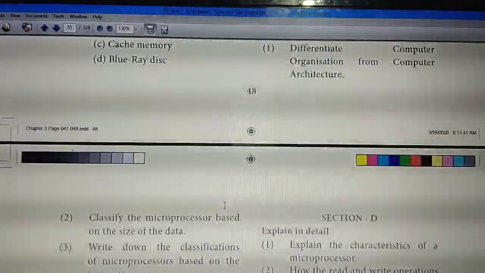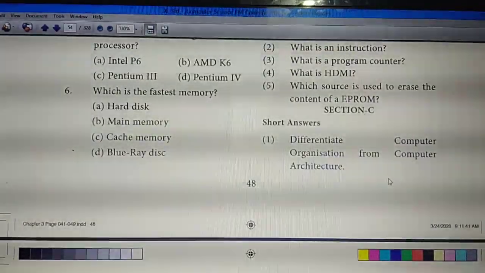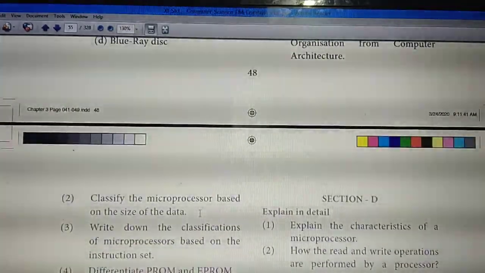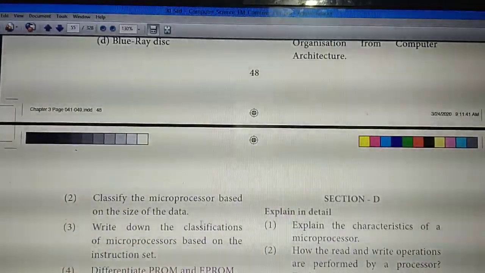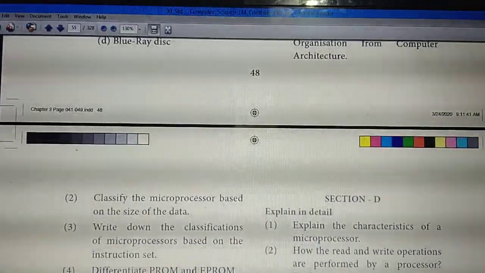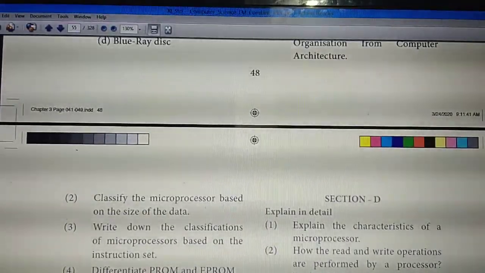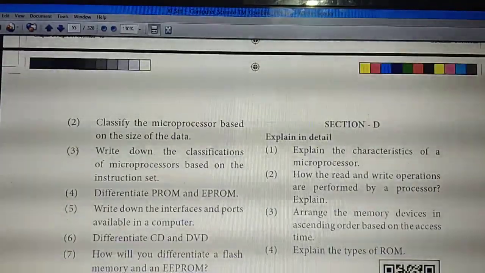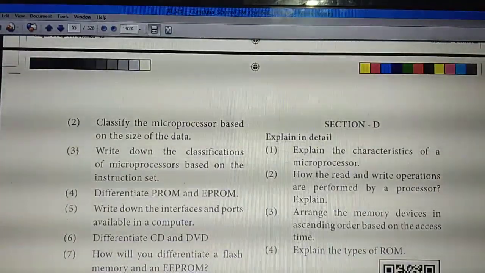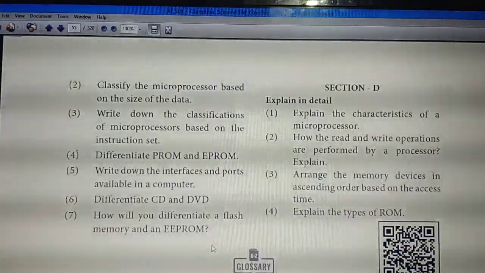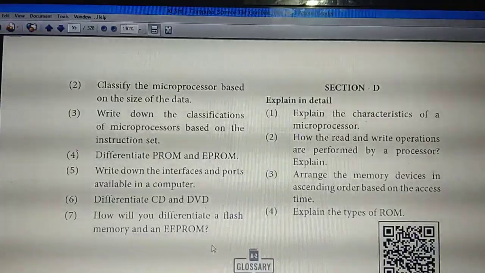Once again, I am repeating the page numbers. First one, page number 41. Second one, page number 43. Third question, page number 43. Fourth question, page number 45. Fifth question, page number 47. Sixth question, in paper or note you need to write. Seventh question also, paper or in note you need to write.